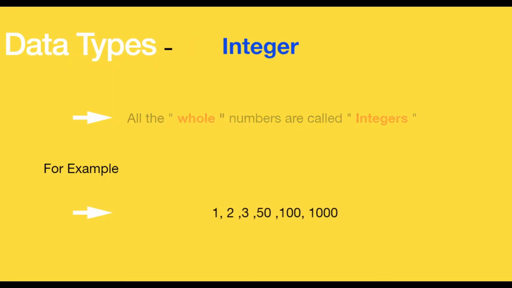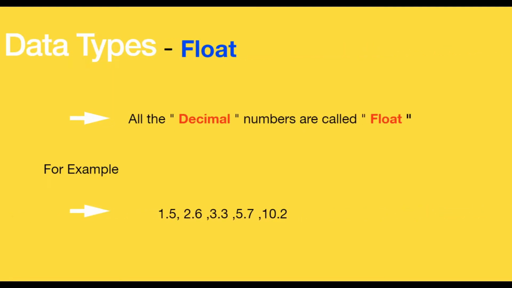The second one is float. So what is float? Float is nothing but decimal numbers. All the decimal numbers are called float numbers. For example, 1.5, 2.6, 3.3, 5.7, 10.2. These are decimal numbers. In programming, we call them float numbers.